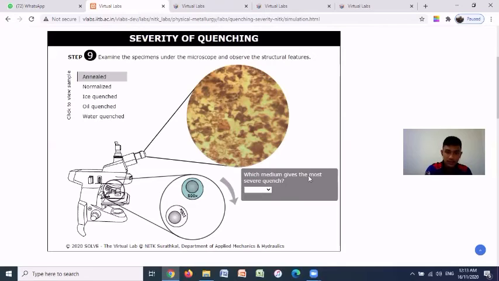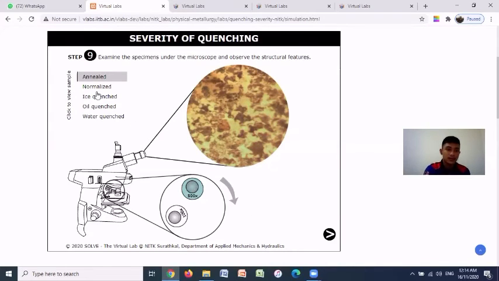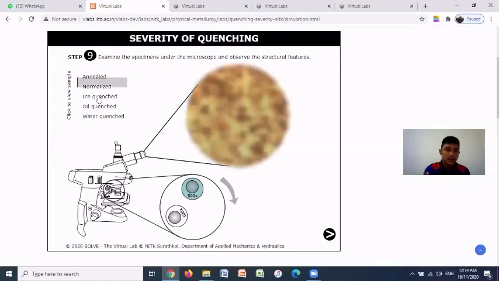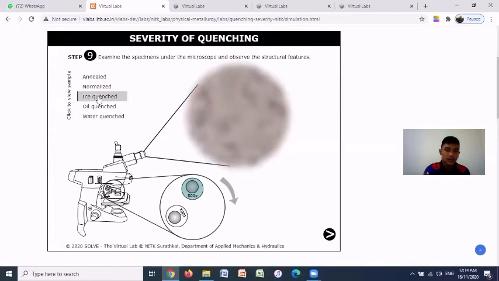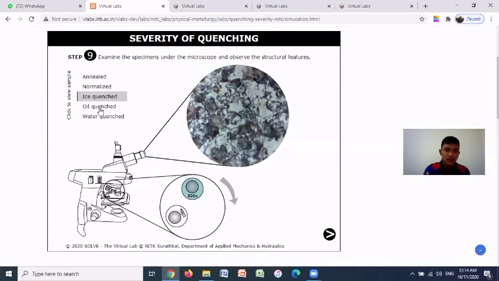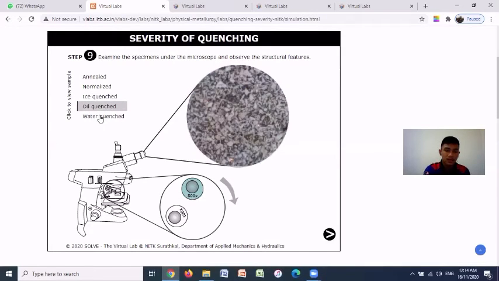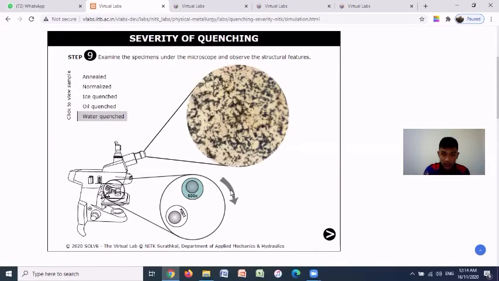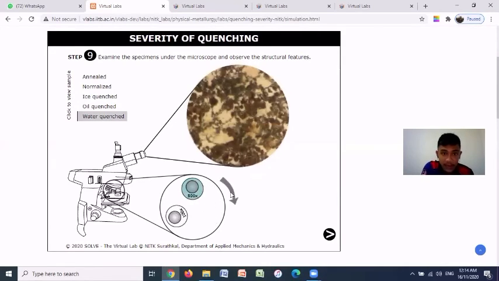Which will give the most severe quench. Ice brine. Alright. Okay. So ni adalah benda dia. Okay. Okay. Right. So kalau dia ni, sini tak ni. Okay, so kita pergi lebih dekat. Dekat kita nampak jelas lah.